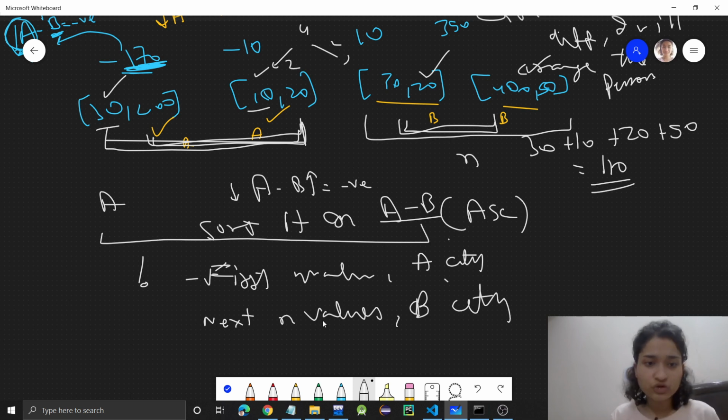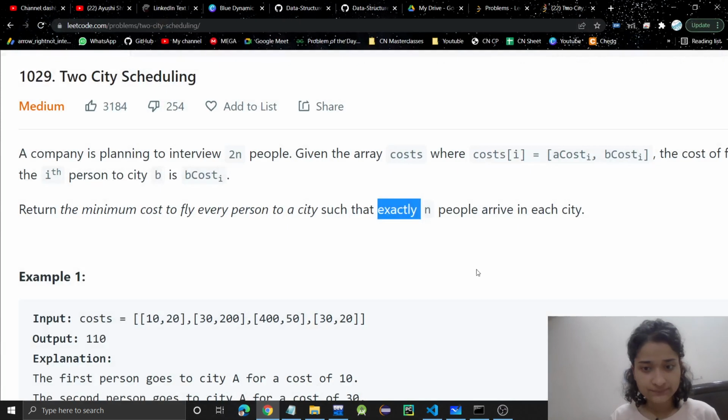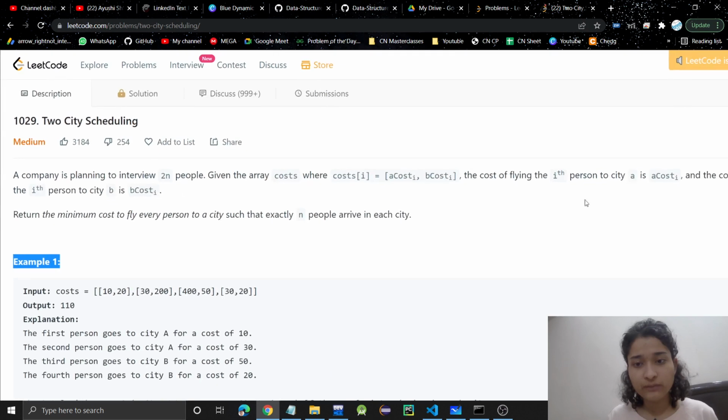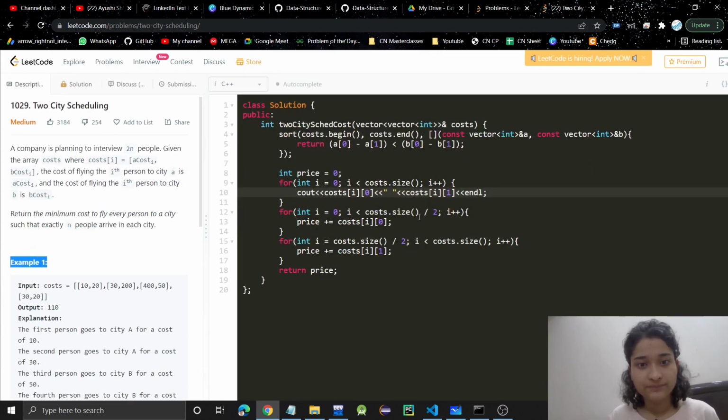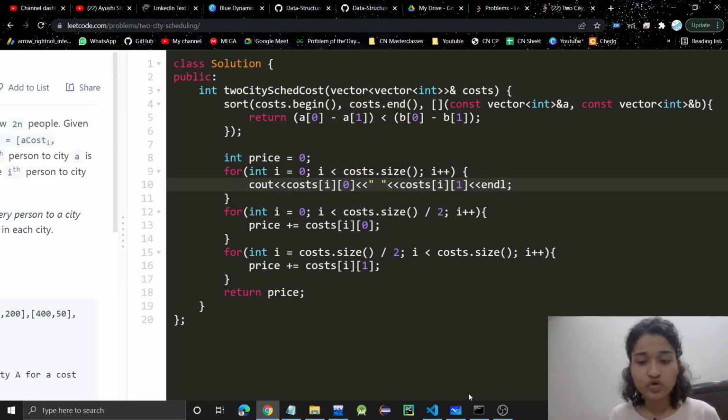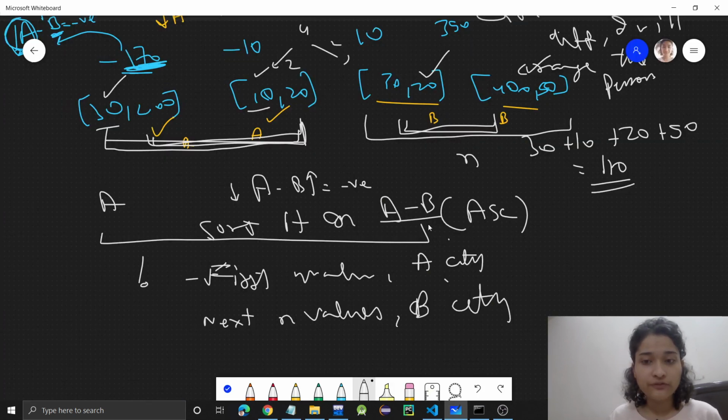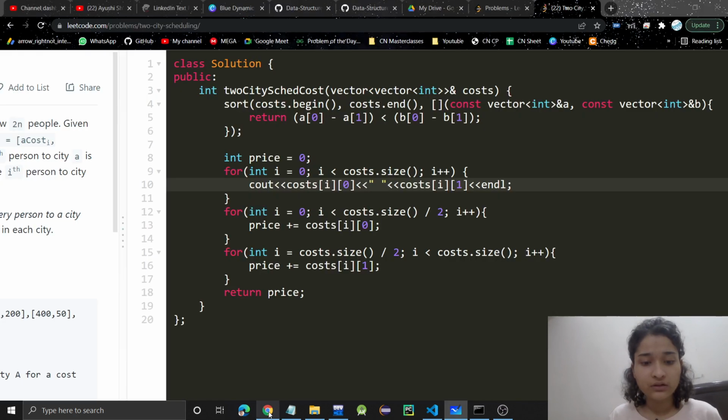So I hope you understood the approach. Let's see the code once. Java code will be in the description. And see, first step was to sort it on the basis of A minus B, right? So that's how we are doing.